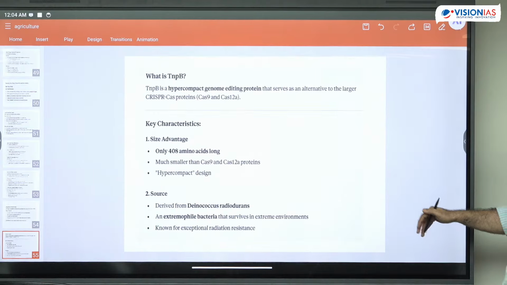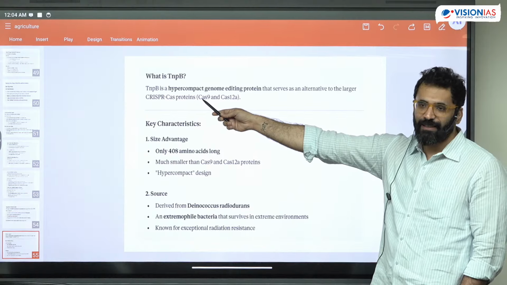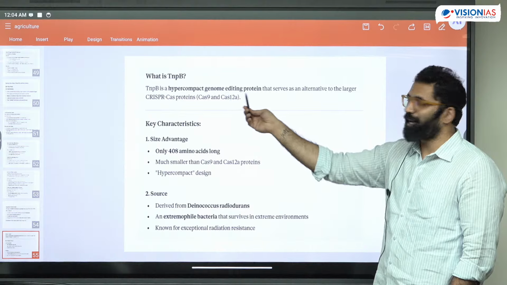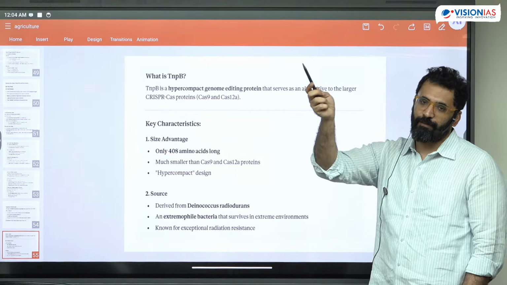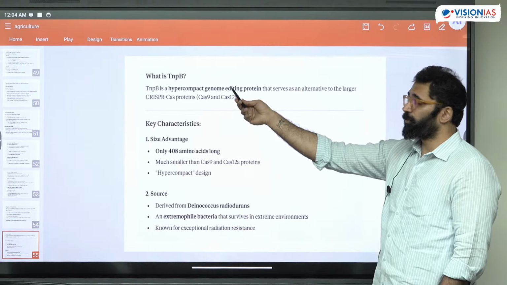Regulatory status. This is what I was talking about, the TnpB. This is a replacement of Cas. This is a hypercompact genome editing protein because Cas9 and Cas12 have their IPR abroad, and that IPR is very costly. This is why we have this hypercompact genome editing protein.